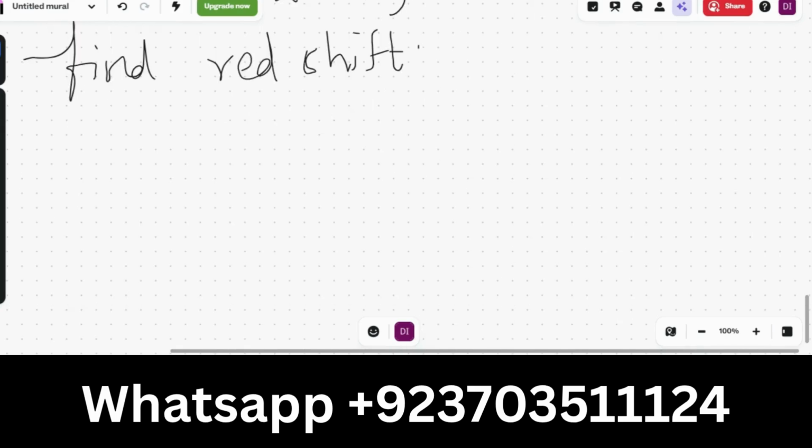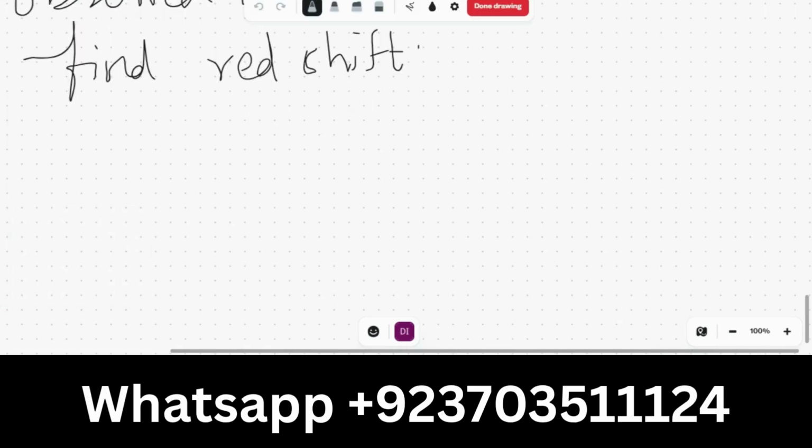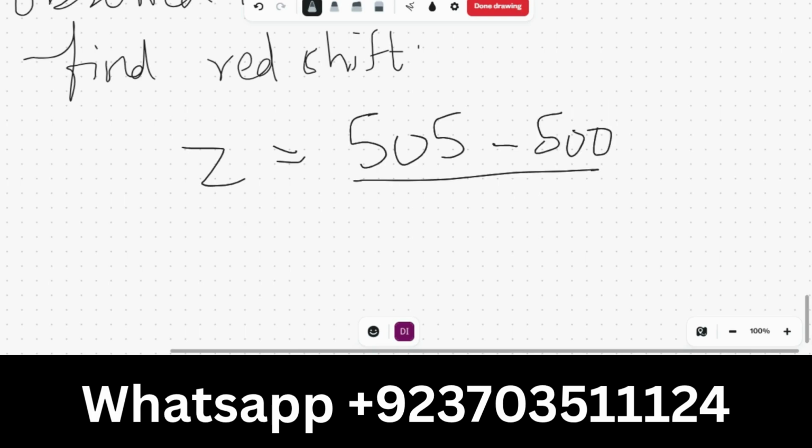So what are we going to do? Simple solution: z is equal to lambda observed, that is 505, minus the original wavelength, 500, divided by 500. So that gives us z is equal to 0.01.